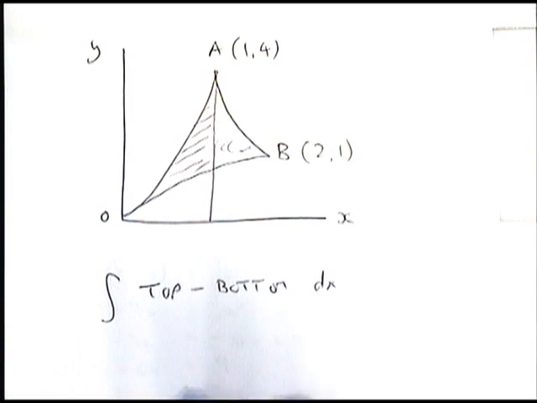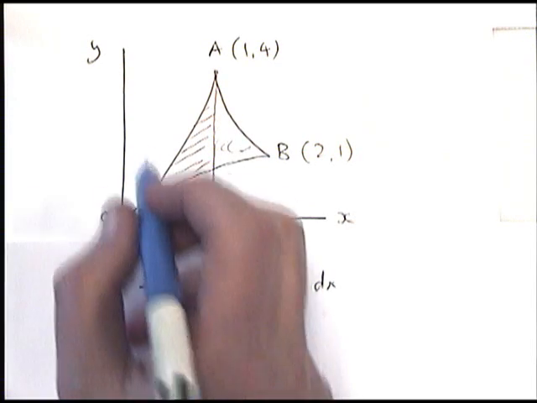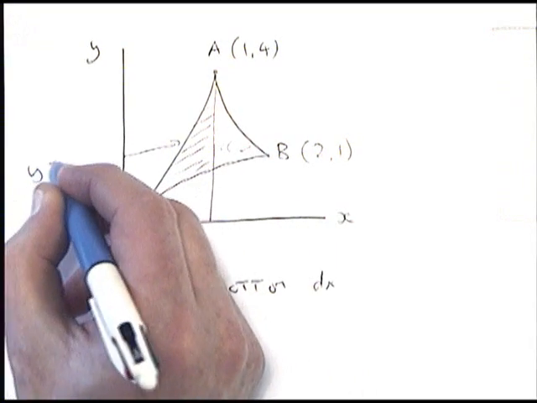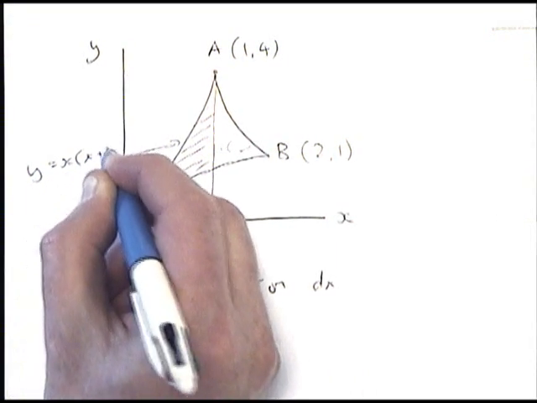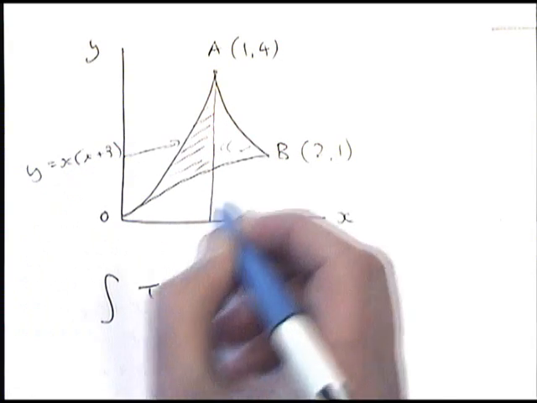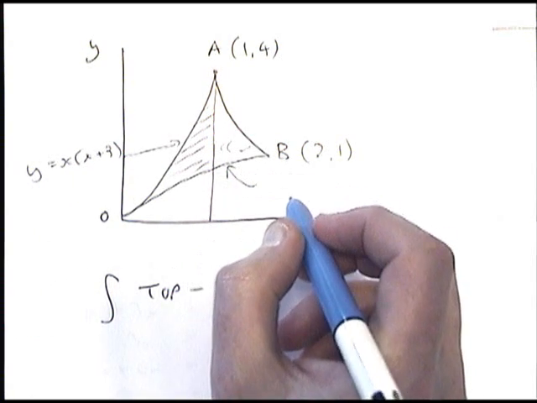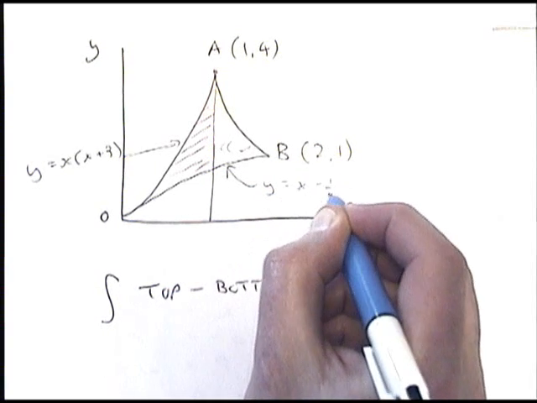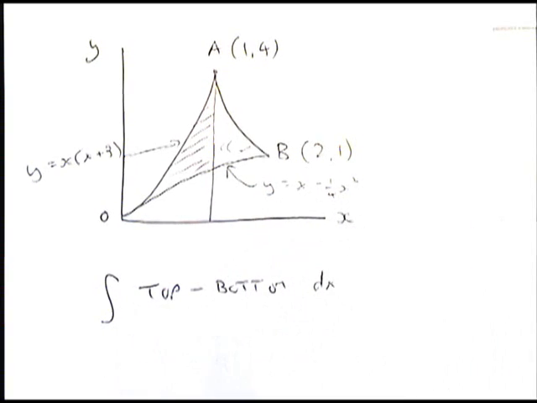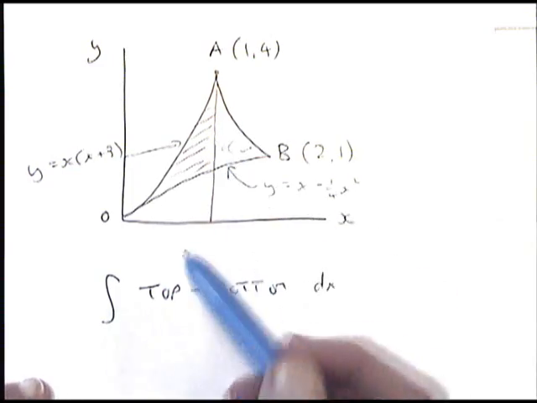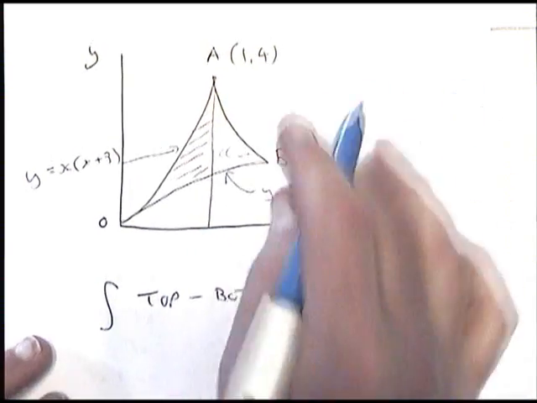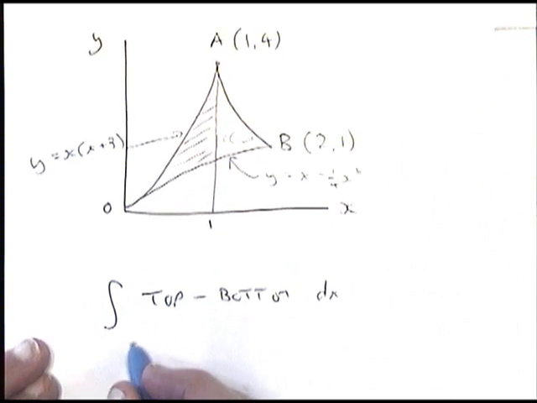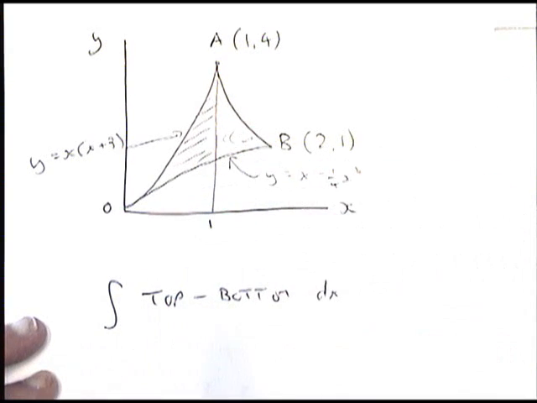Now we've already worked out earlier on that the equation of this curve here is y equals x into x plus 3. We've already worked out that this bottom curve here, the equation of that one is y is x minus a quarter x squared. So to the left of this vertical line, which is crossing the x-axis at 1, I'm going to be finding the difference between these two curves.